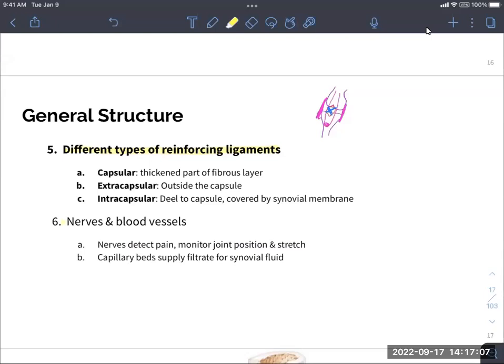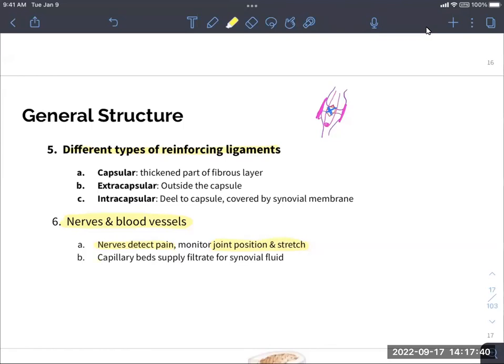We have to have nerves and blood supply in a synovial joint because we need something that detects some kind of pain. It would be bad if you hurt your knee, but you didn't even know it. It also has to monitor position and stretch. You can't overstretch a joint because that can cause problems. If your knee is sitting in some weird position, that would be really painful.